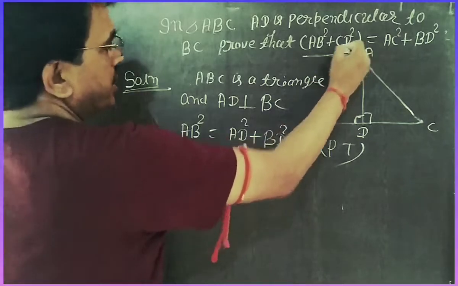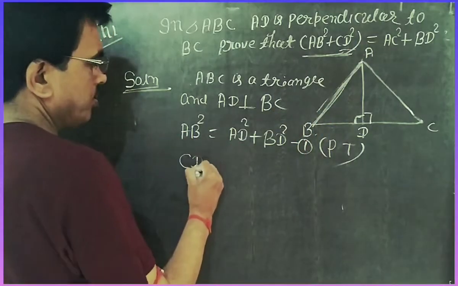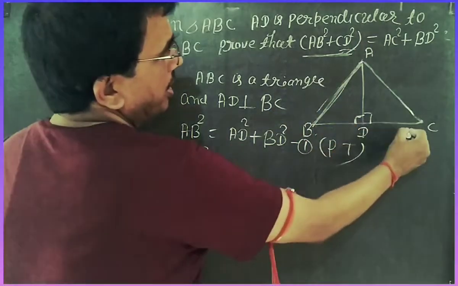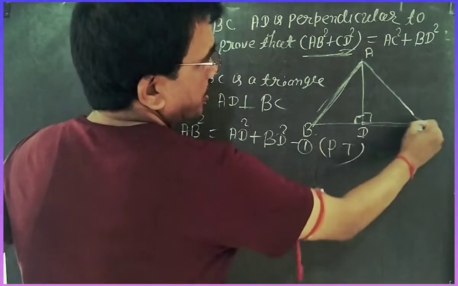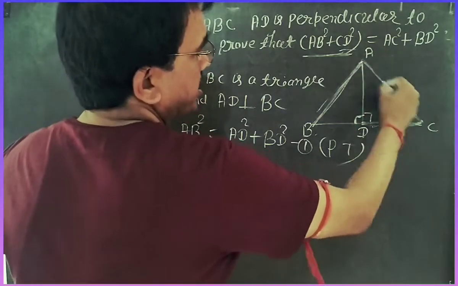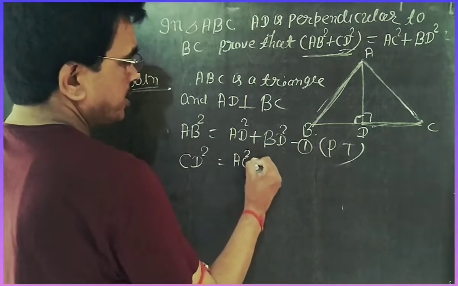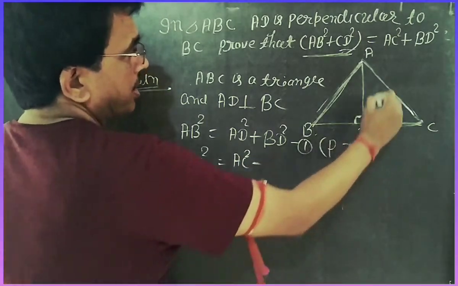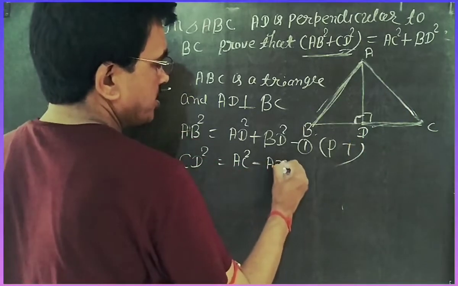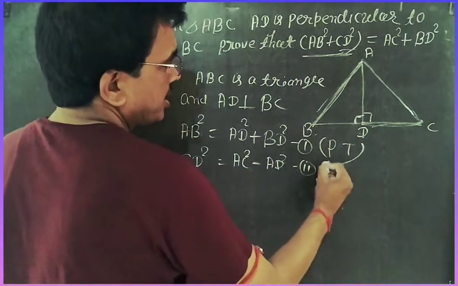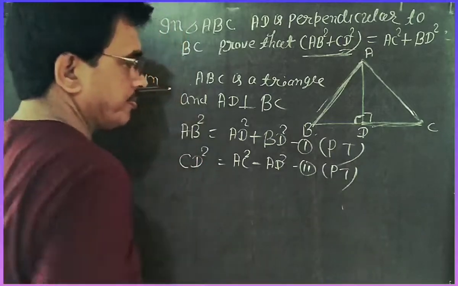And the next is CD square. So CD square, in this figure CD is the base. So CD square is equal to AC square minus AD square. So you write CD square, that is AC square minus AD square. Second, its reason is also Pythagoras theorem.